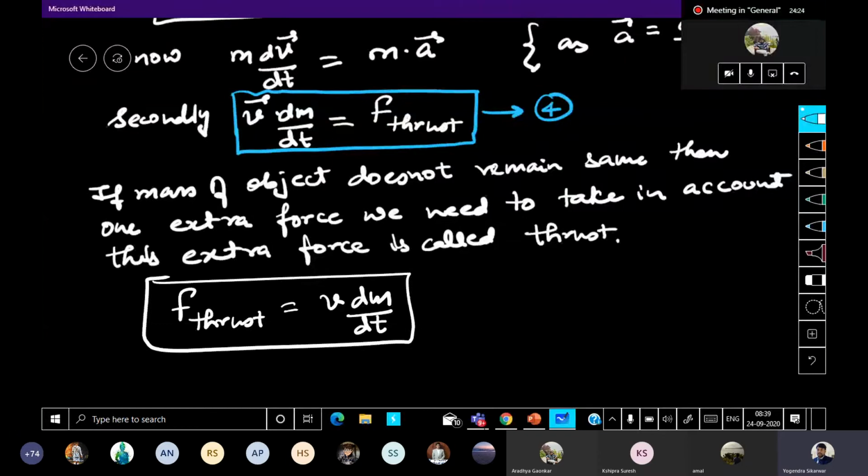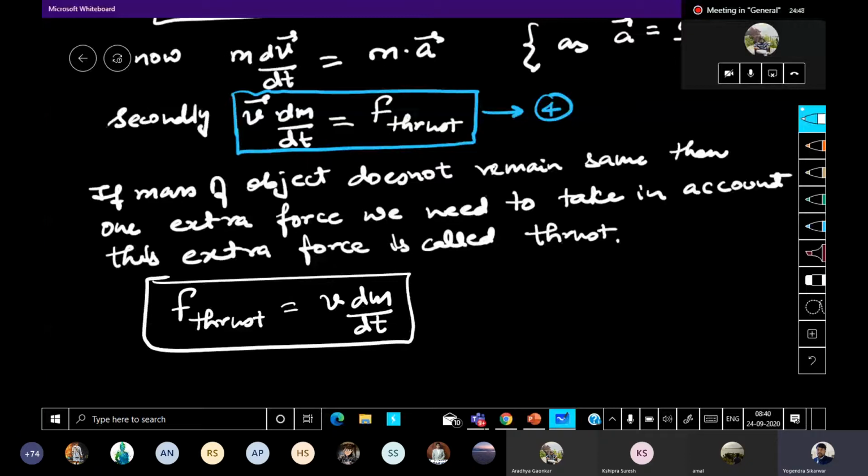Because mass of rain is hitting you with some velocity. So dm by dt is the mass of rain which is hitting you every second, and v is some velocity with which the rain is hitting. So that is creating thrust on you. So that is also thrust force.